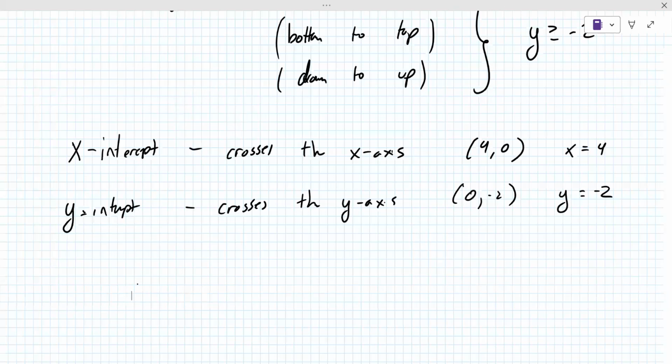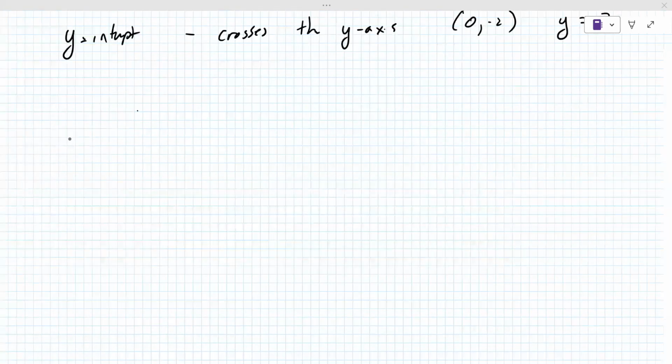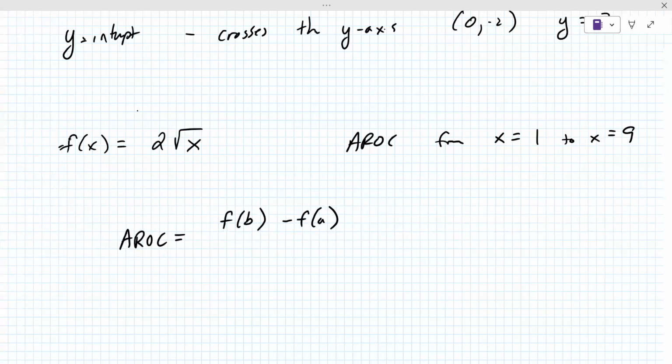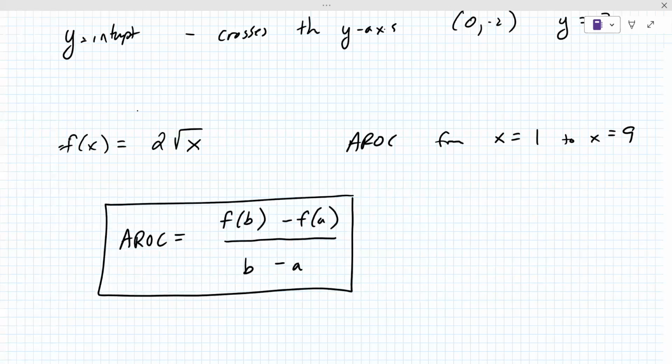All right, so let's look at another problem here. You said you're pretty solid on average rate of change? Yeah. Okay, so let me just give you a quick one to think about. Let's say f of x equals 2 square root of x, and I want the average rate of change from x equals 1 to x equals 9. Okay, so you typically get a formula for average rate of change, something like this: f of b minus f of a over b minus a. Does that look familiar to you?